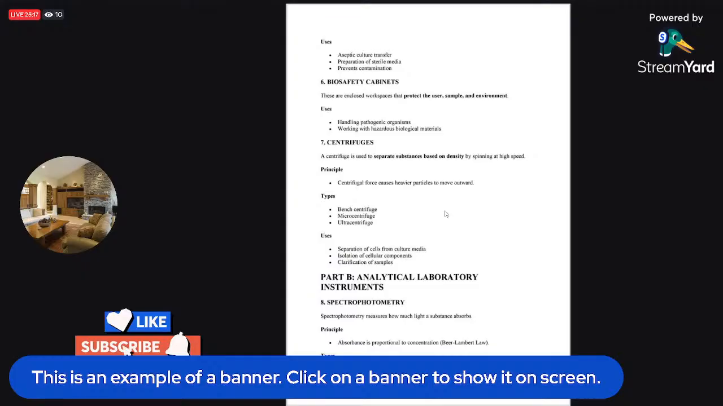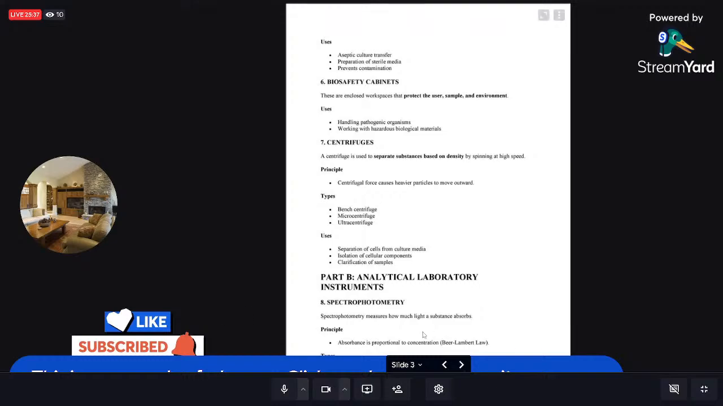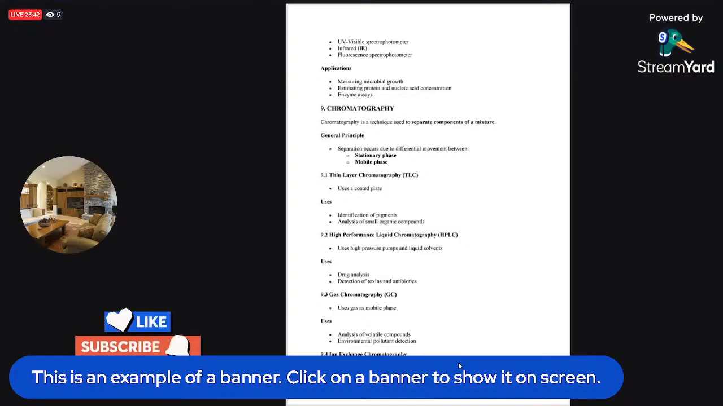So the first one we are going to look at is spectrophotometry, and that is what we call the spectrophotometer. The basic principle is that absorbance is proportional to the concentration. That's the principle used in operating it. So the next thing is the different types of spectrophotometer. Number one, we have UV-visible spectrophotometer, we have infrared (IR), and we have fluorescent spectrophotometer.